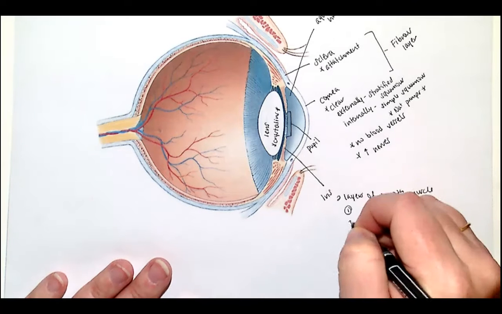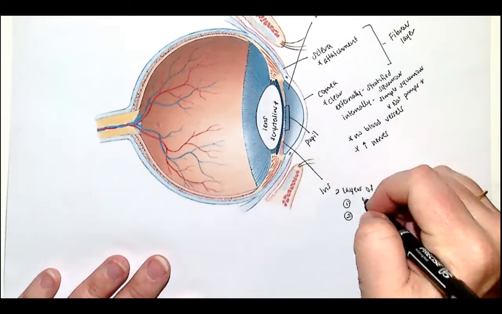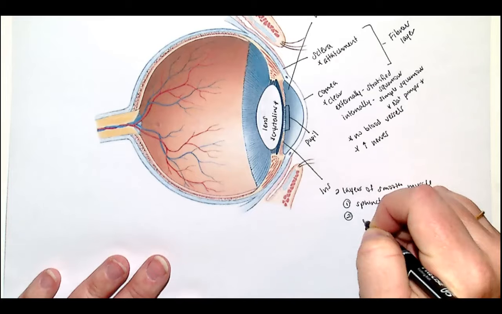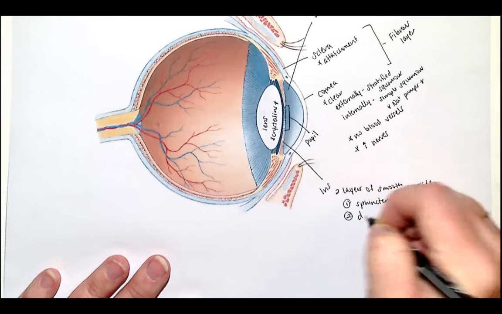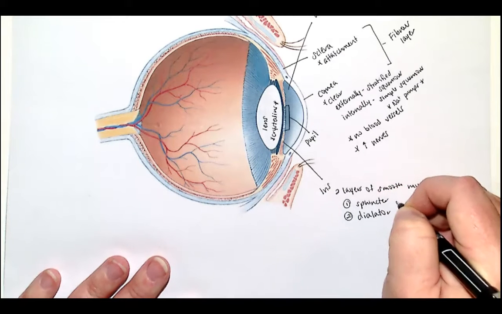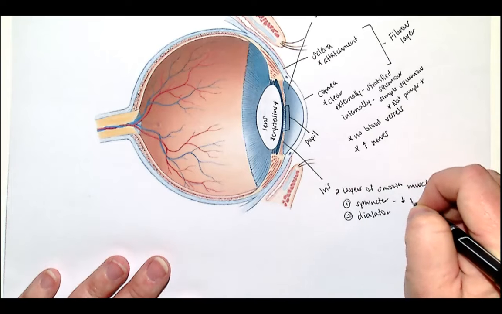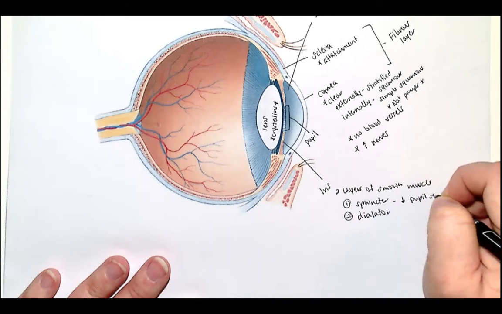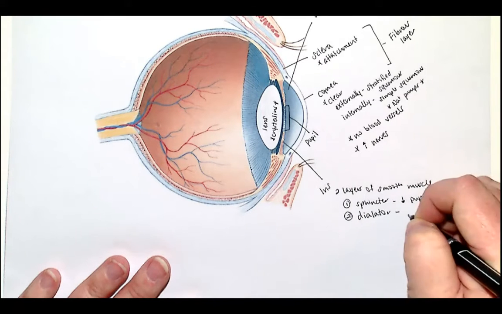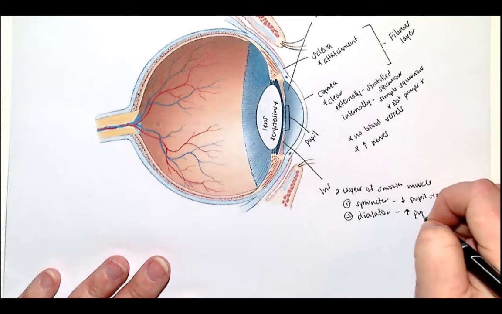Okay, there's 2 muscles. There's the sphincter pupillae, and the dilator muscle, dilator pupillae. When the sphincter is contracted, it decreases pupil size. When the dilator is contracted, what do you think it does? Increases, very good, pupil size.